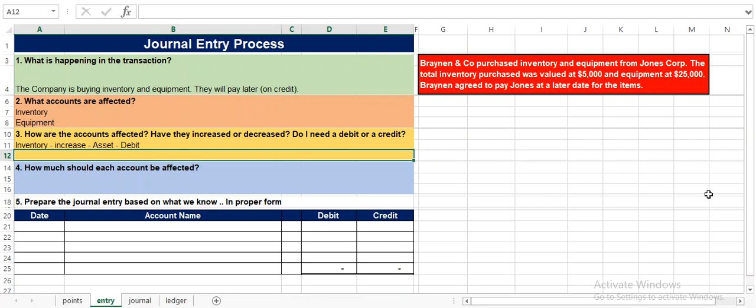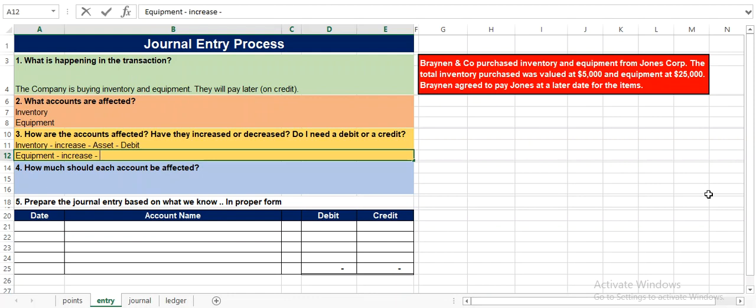Equipment is the next account that we say is affected. And what's happening with equipment? Well, similar to inventory, we are also increasing the equipment account. And so we put that it's increasing, because we're buying more equipment, so we are increasing the value of the equipment that the business owns. And then let's try to figure out, well, what type of account is an equipment account?